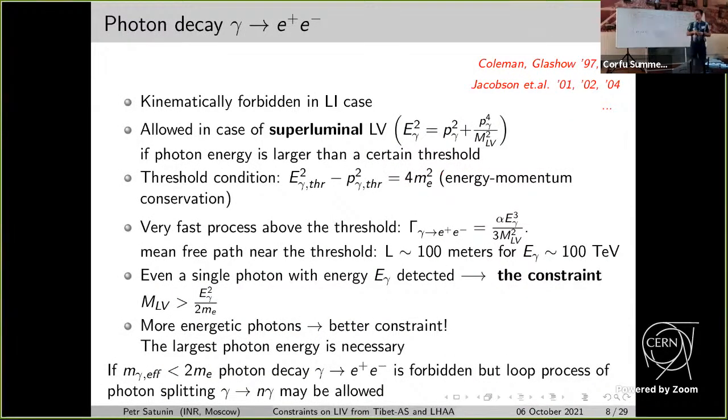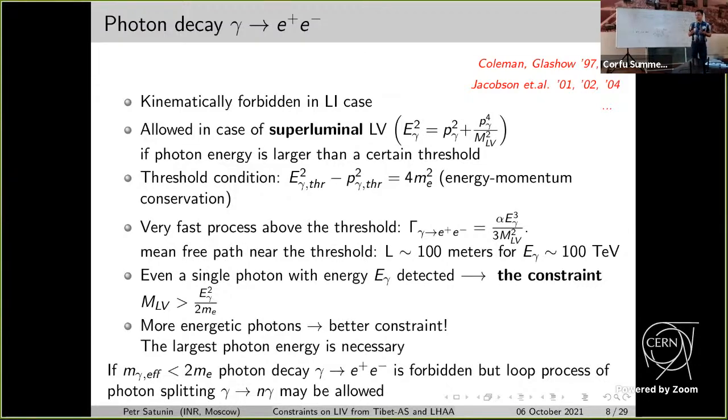Let's come to some channels of photon decay, where the simplest channel of this decay is gamma to e+ e- in vacuum. This process was discussed by Coleman and Glashow and in many papers after that. So it is kinematically forbidden in the standard LI case and allowed only in case of superluminal LV, if the photon energy is larger than a certain threshold, a condition that comes from energy-momentum conservation. Just above the threshold, this process is very fast, so the mean free path is of the order of magnitude of 100 meters. So as this process is very fast, even a single photon with such energy, if detected, lets us make a constraint on this energy scale.